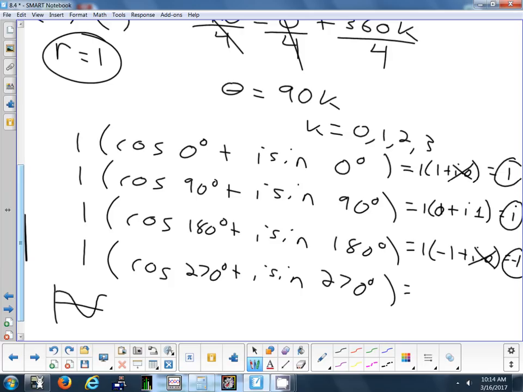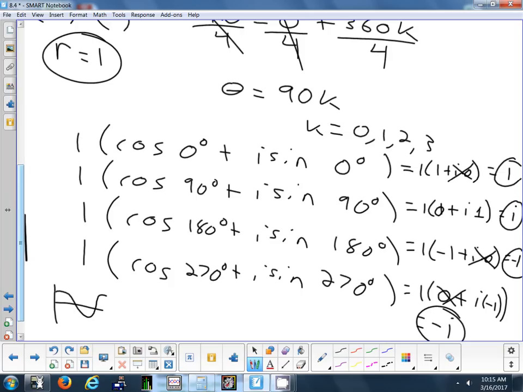And anyone have a guess what the last answer is going to be? Yeah, it's going to be -I. So cosine of 270 is 0. The sine of 270 is -1. And then 1, you're distributing it, but it doesn't make a difference. What's I times -1? -I. Okay, so these are the 4 answers in trig form.